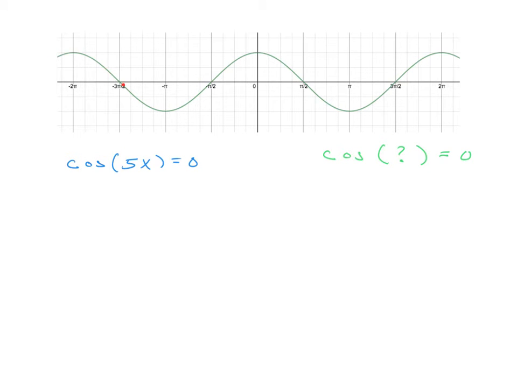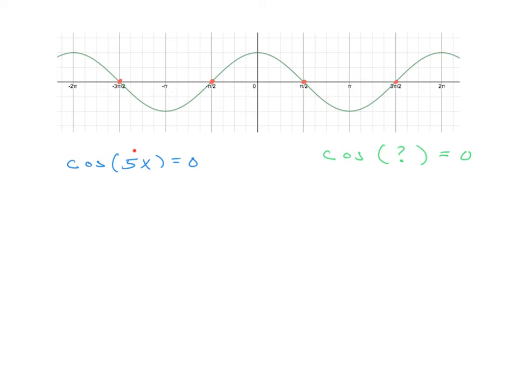If you look at this graph, here's a spot where cosine is 0, negative 3 pi over 2. Another one would be negative pi over 2, pi over 2, and 3 pi over 2. Basically, just keep counting by multiples of 2 pi from these points to eventually get every single solution. So pi over 2 is the number that you put in place of cosine to make it equal to 0.